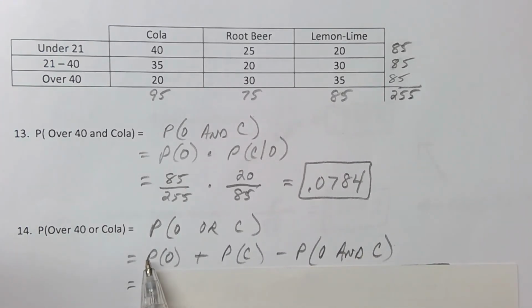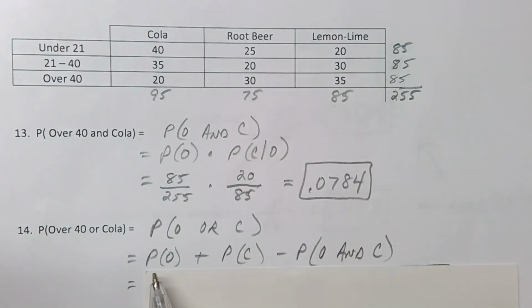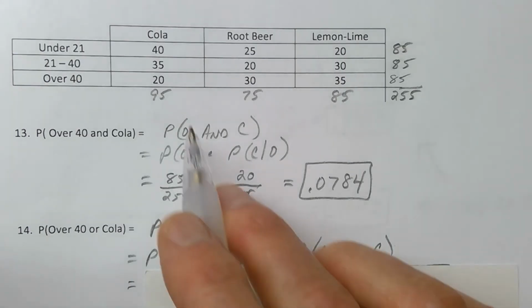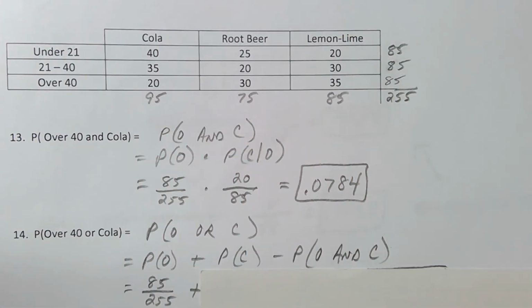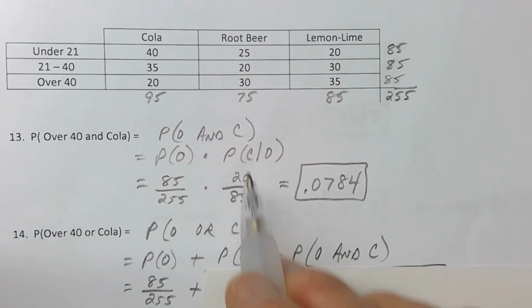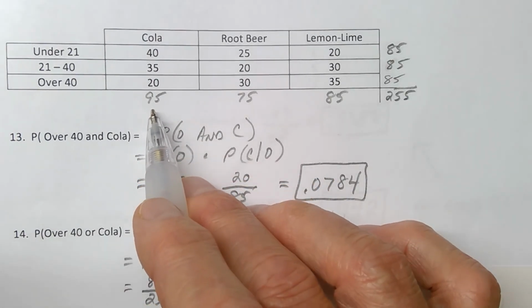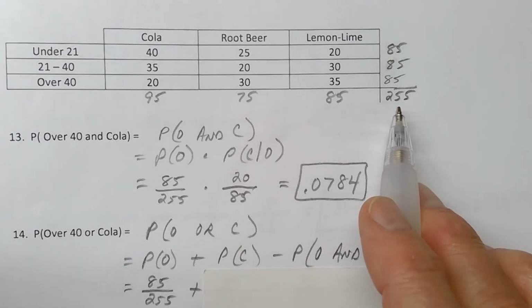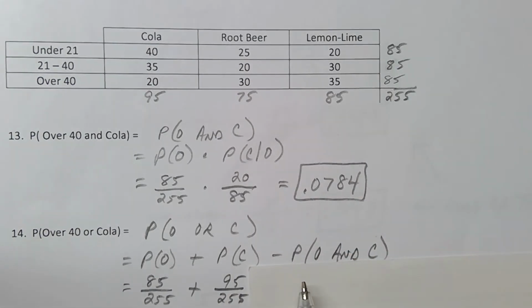All right, what's the probability we reach into the hat, 255 people in the hat, and grab an older person? 85 out of 255. We already did that one. Plus, what's the probability we grab somebody who likes cola? Well, how many people like cola? 40 and 35 and 20. 95 people like cola out of the 255 people in the hat. So plus 95 out of 255.